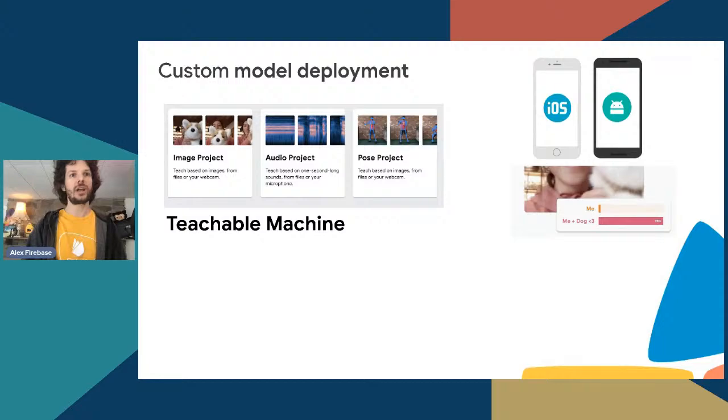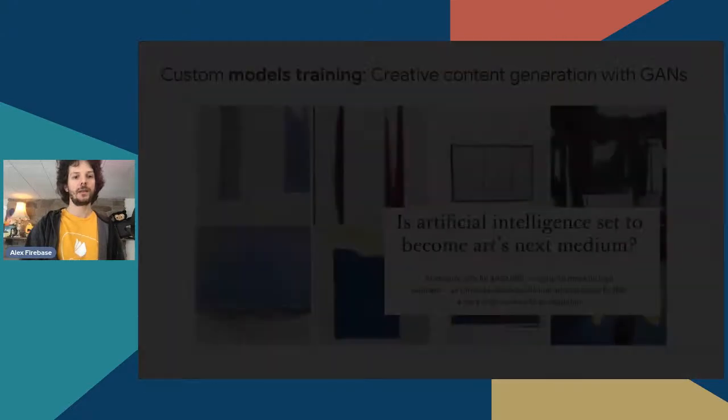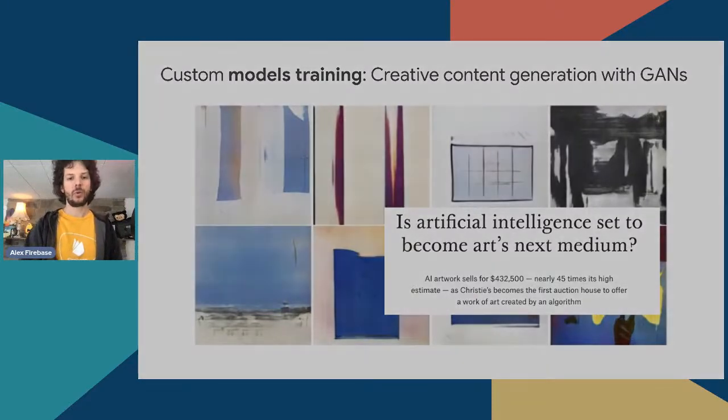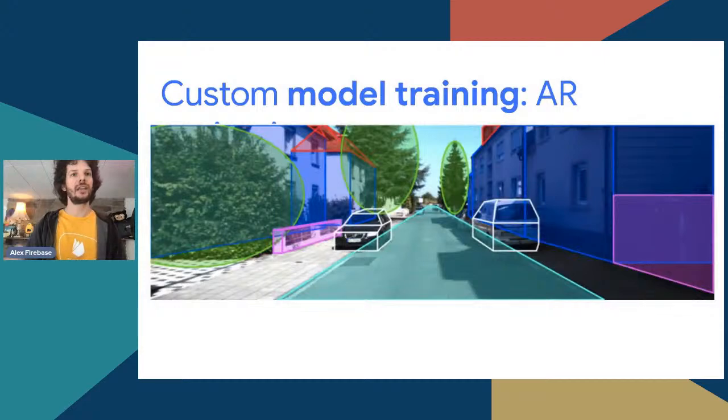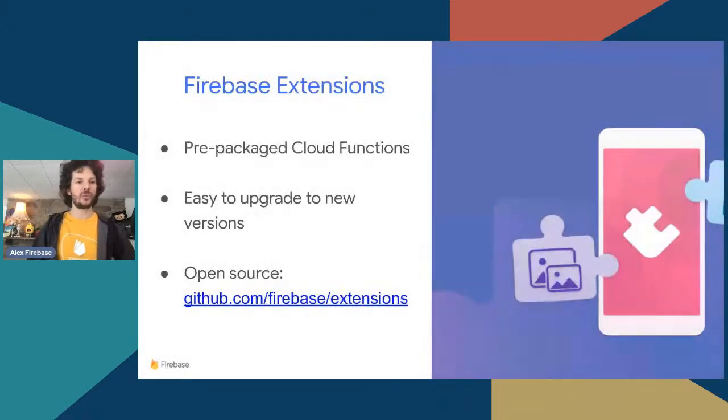So let me give you a couple of examples of a custom model. A custom model could be something like a creative content generation GAN network, or it could be something like an AR navigation model. No matter how original or typical your model is, there's always something that you can use Firebase with, and there's for sure something that Google Cloud can streamline for you. Okay, so that's about it for models.